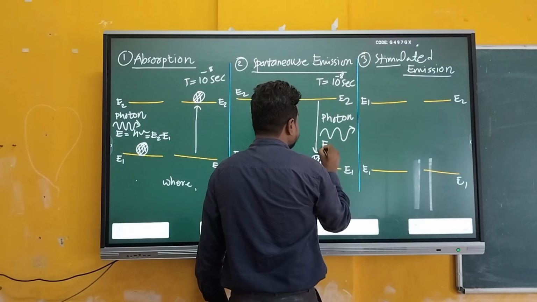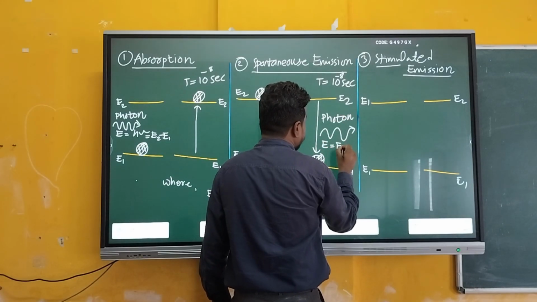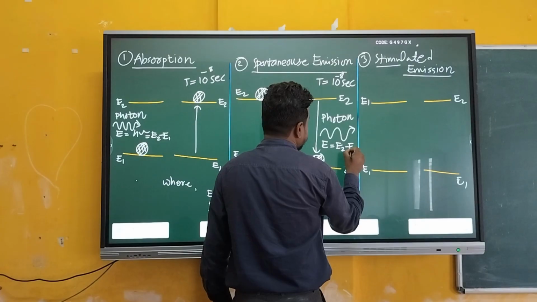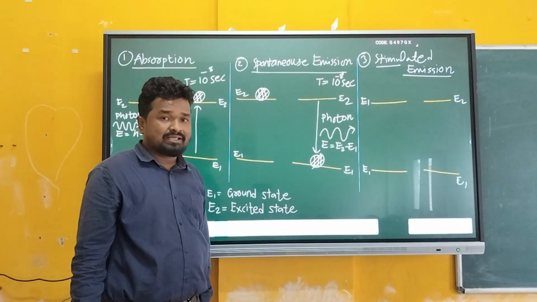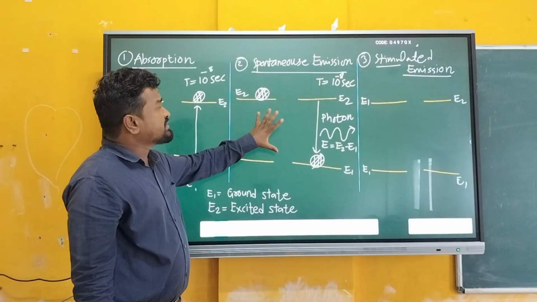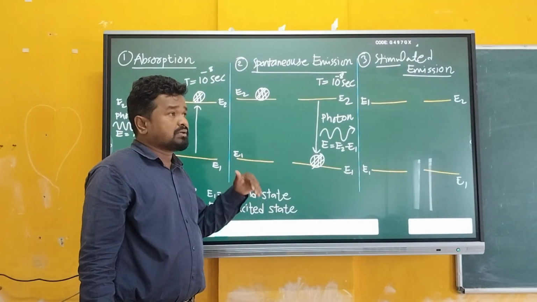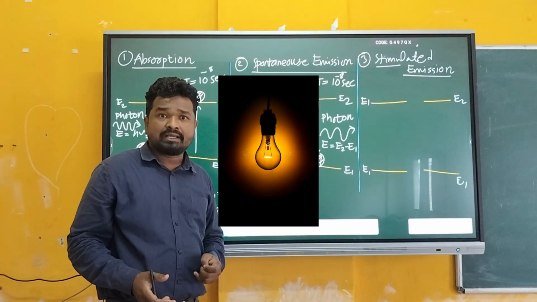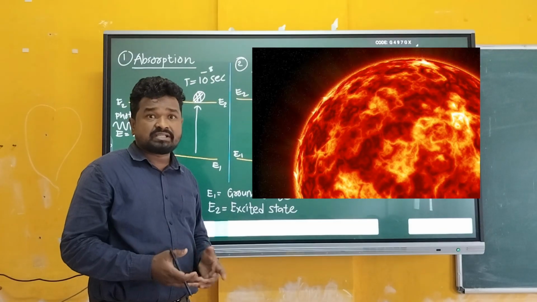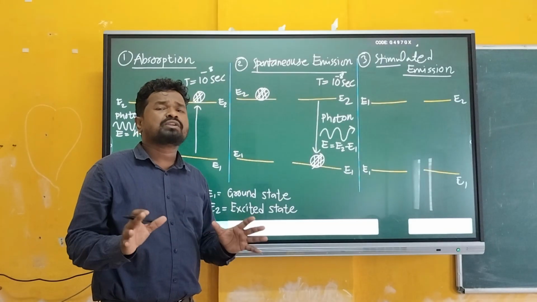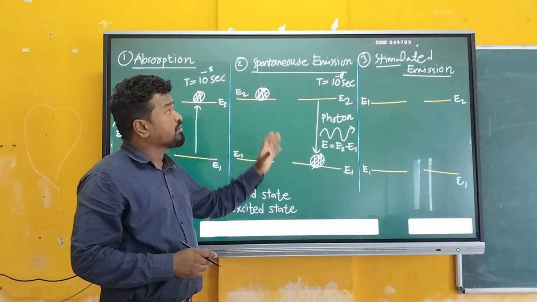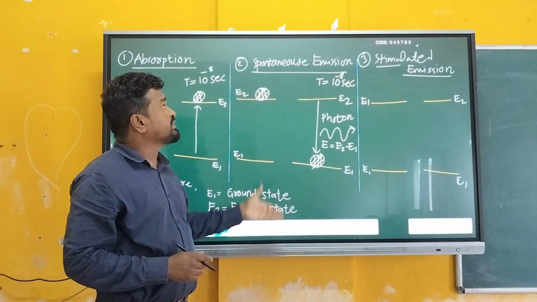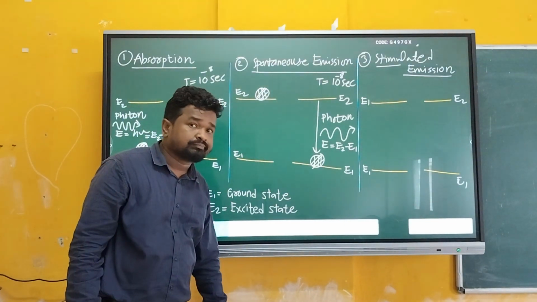It has energy E2 minus E1. Photon is emitted. This type of emission occurs in a tube light, in a bulb, in the sun, any ordinary source of light which emits light on the basis of this principle, spontaneous emission.